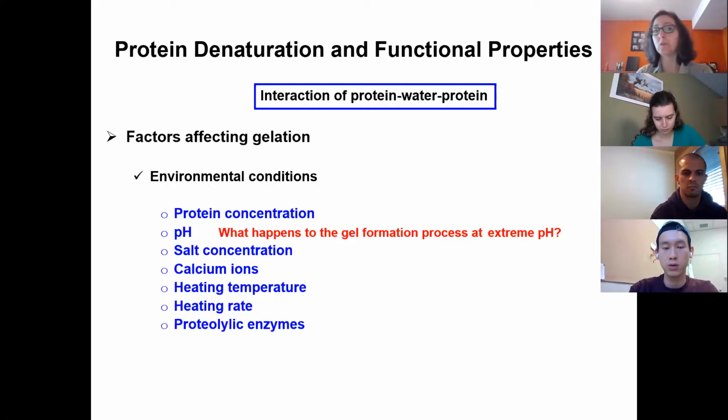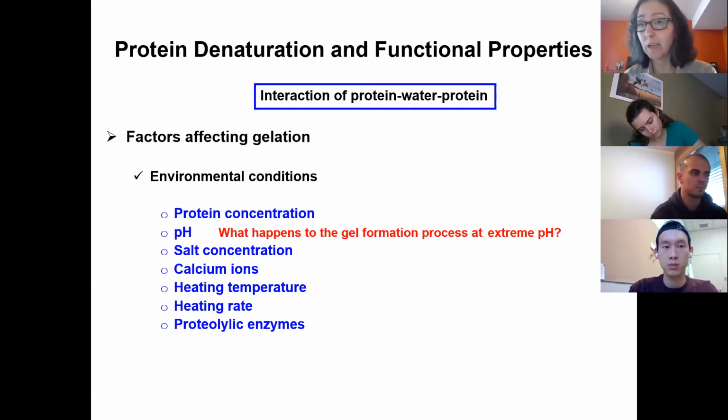Proteolytic enzymes: we want to make sure we don't have endogenous enzymes that would break up our proteins, because smaller peptides have less tendency to form stable and strong gels. The common example I give is if you want to make a jelly with pineapples, you don't want to use fresh pineapple because pineapples have bromelain, which is a protease. So you want to use canned pineapple if you ever want to make a jelly with pineapples.